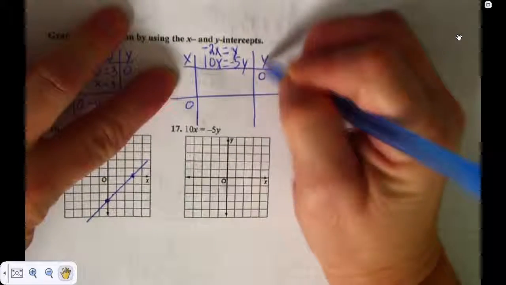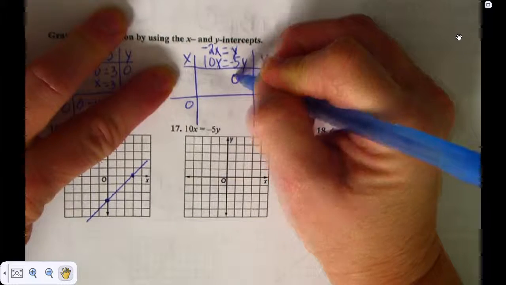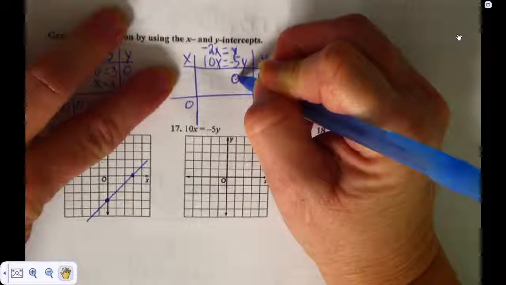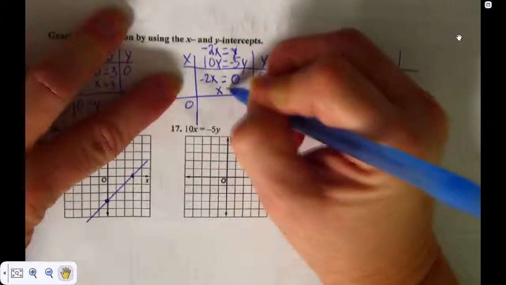And so y is 0. So if y is 0, you just put 0 in for y, equals negative 2x, divide by negative 2, so x is 0.